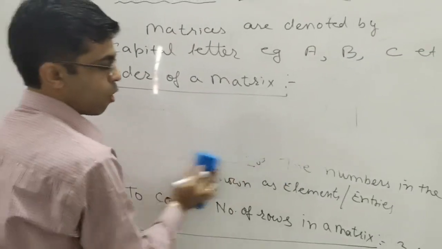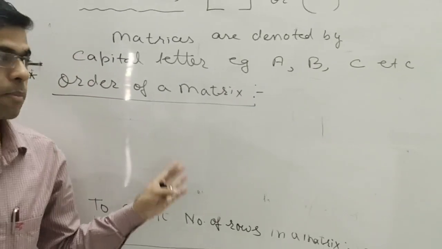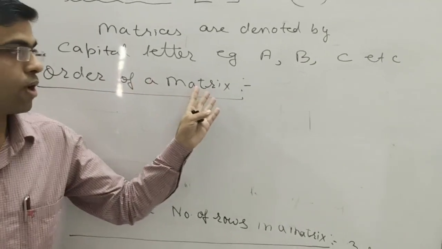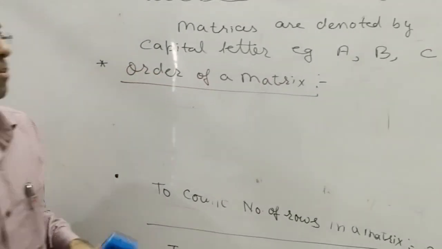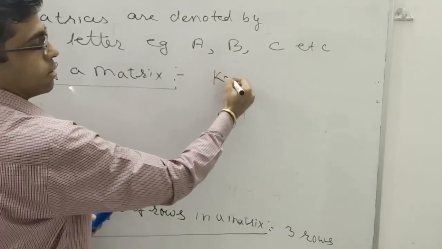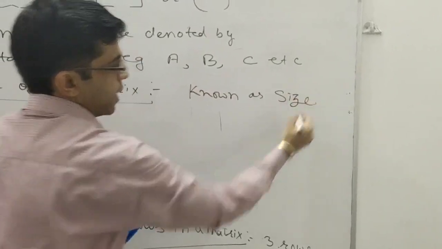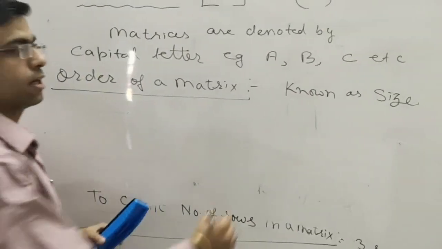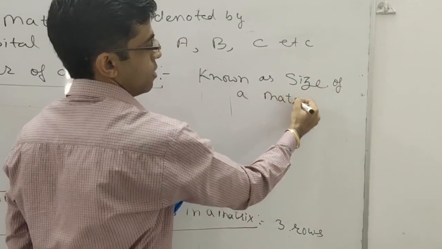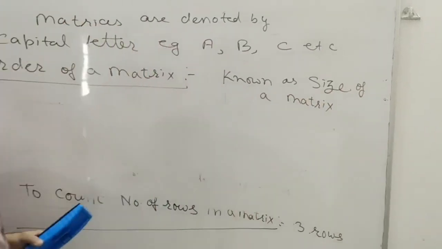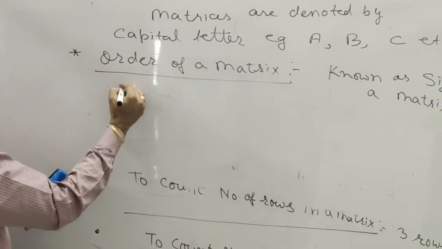Now come to the next point, the order of a matrix. What do you mean by the order of a matrix? All this was the introduction part about the matrix. Now we have to understand what the order of a matrix is. It is also known as the size of a matrix. To understand this topic, let us take an example.